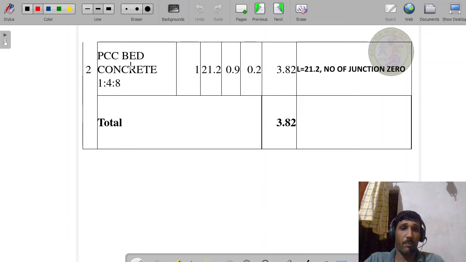Next, the second item, PCC bed concrete 1:4:8. Number 1, length 21.2. Why? Because no junction, therefore no need to deduct any half of the breadth, b by 2, into the number of junctions. 21.2, breadth 0.9 and thickness of the concrete bed, CC bed, is 0.2. By multiplying all this, you can get 3.8 meter cube.